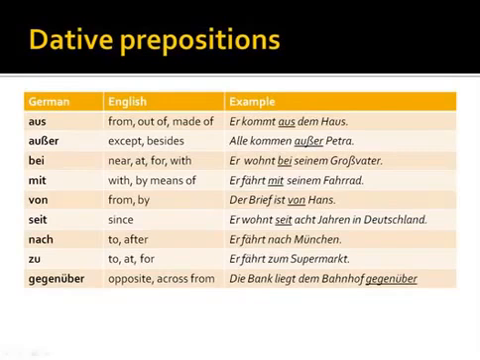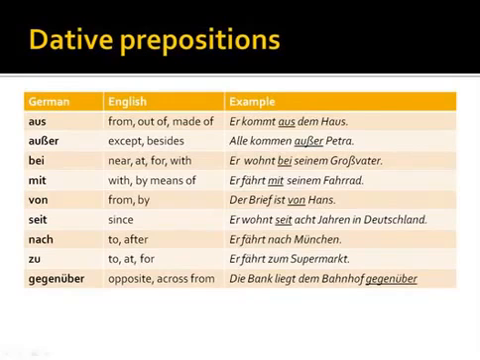For example, fährt zum Supermarkt. He's traveling to the supermarket. Ich bin zu Hause. I am at home. And then finally we have gegenüber, which means sort of across from, opposite, kitty corner from. For example, die Bank liegt dem Bahnhof gegenüber. The bank is across the street or kitty corner from the train station.